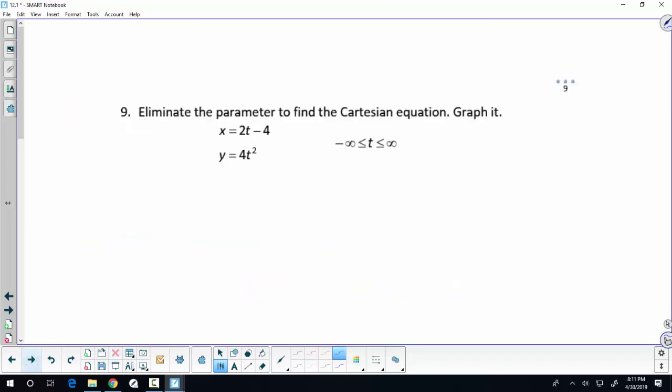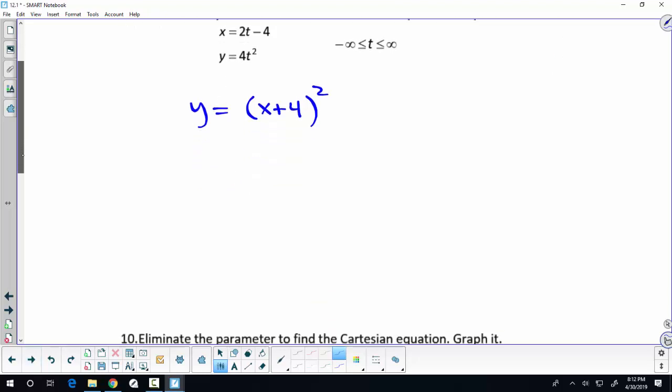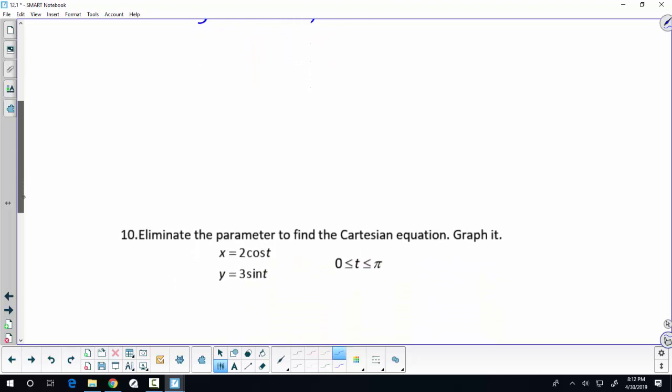Same kind of thing, eliminate the parameter. Should be able to come up with y equals the quantity x plus 4 squared. Notice here t is all real numbers, so we would actually generate that entire parabola with that particular equation. So that's x plus 4 squared equals y.